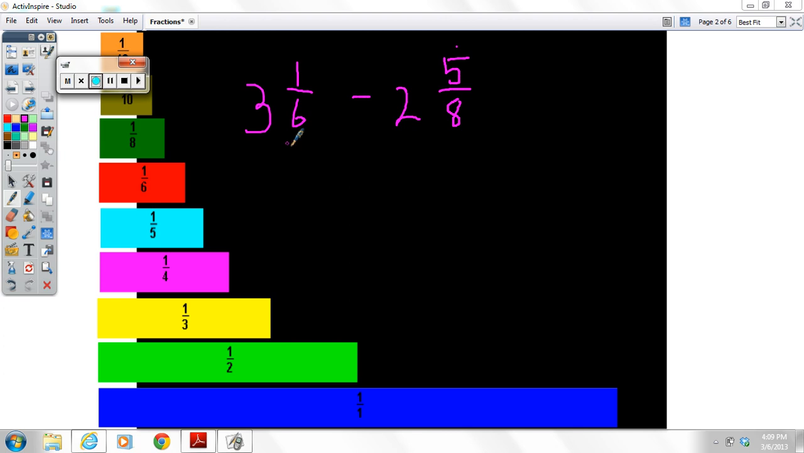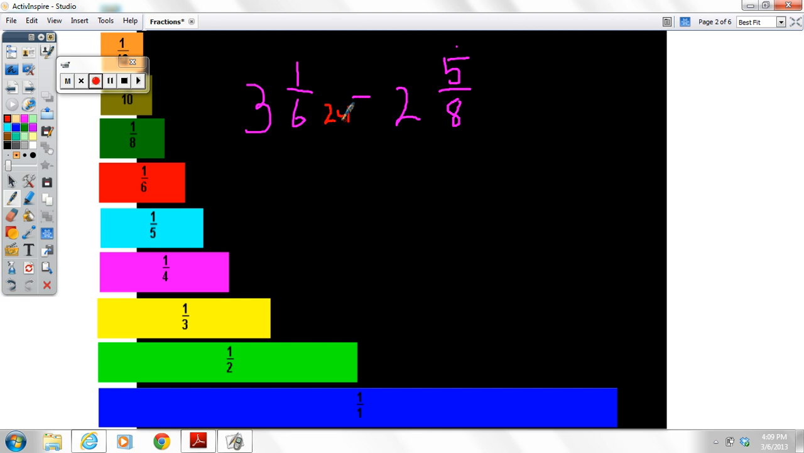Once again, whenever you add or subtract mixed numbers or fractions, the fraction parts always have to match with the same denominator. Here they don't match, so what do we need to do? We need to find what that least common denominator is. And remember, the least common denominator is the least common multiple of the denominators. The denominators here are 6 and 8. The least common denominator in this case would be 24.